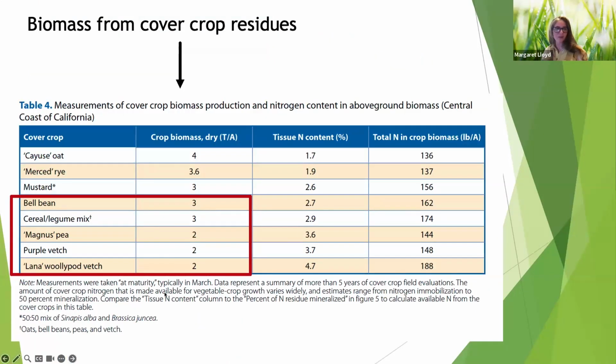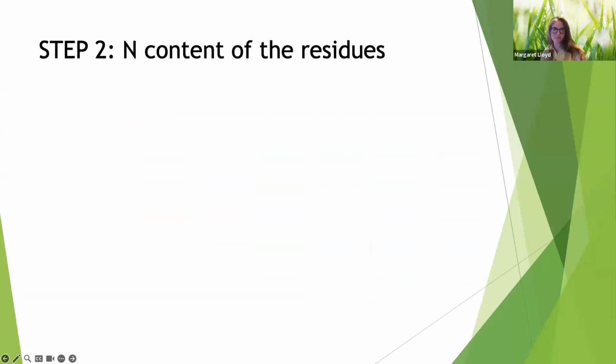So we look at the biomass from legumes, and we see the bell beans are at about 3 tons per acre, but peas and vetch hover around 2 tons per acre. And in the middle here, you'll see the legume cereal mix. This is a really common combination. And what you're able to do is get some of the biomass benefits of the cereals with the nitrogen benefits of the legumes. And so you can get an intermediate amount of biomass.